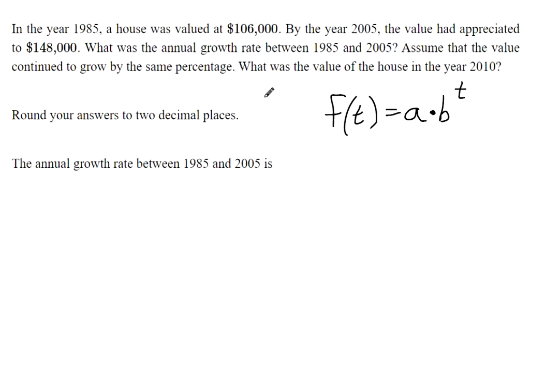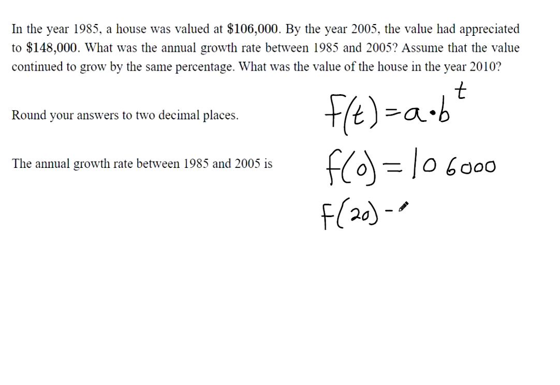So we have some information. At time 0, at 1985, at the start of our analysis, it's $106,000. And then 1985 to 2005, that's 20 years. So after 20 years, it's $148,000. Let's plug this information in, and then we can find the A and the B for this function, and we'll be able to answer their question.